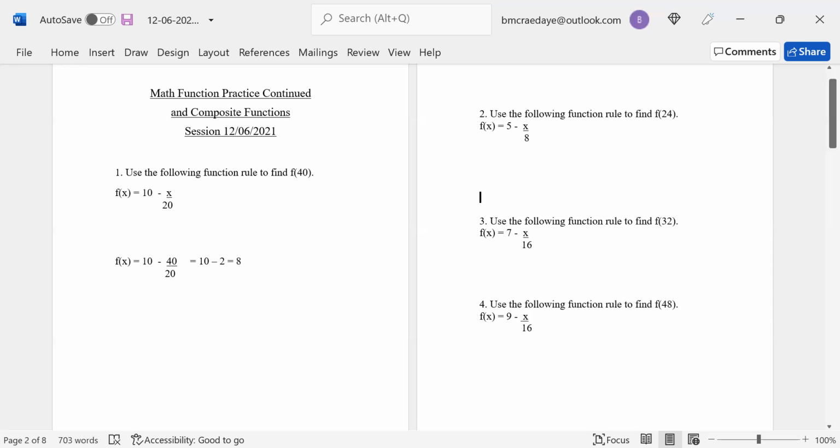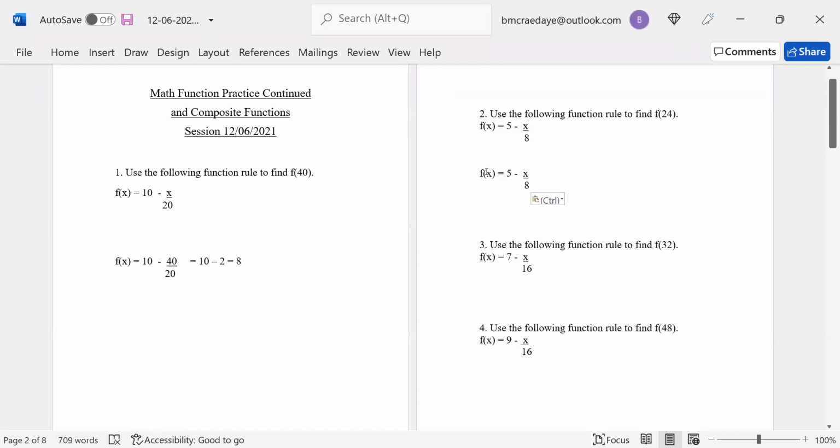Let's do number 2. What's the answer, Latoya? Number 2 is 2. That's right. 24 over 8 is 3, and 5 minus 3 is 2. Is that what you got? Yeah. Okay. Is that what you got, Chastity? I didn't get to do it. Well, she put the 24 in for the X. 24.